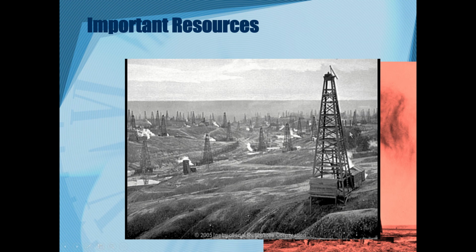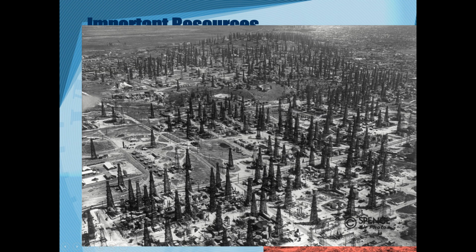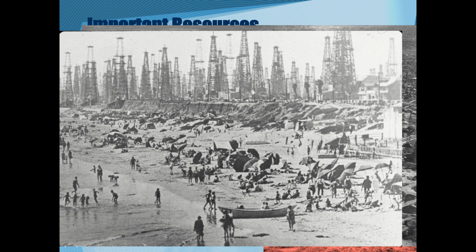So this is in Texas. It would just dot the landscape. You'd have all these pumps just all over. And then here is an aerial view. This was probably taken in the 1920s. And California had a tremendous amount of oil, and they used to drill right on the beach. So you see people playing in the water and then all these oil rigs going in the background.